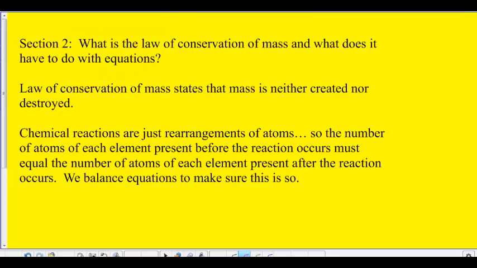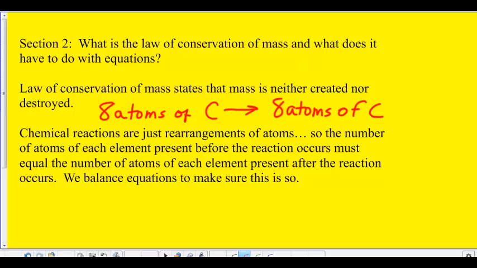Now, the whole point of this is that the law of conservation of mass states that matter cannot be created nor destroyed. So if you have 8 atoms of carbon on the left side of the arrow, then you must also have 8 atoms of carbon on the right side of the arrow as products. Total. Okay? You cannot have atoms created nor destroyed, and so what we are going to do is balance equations if this is not true.